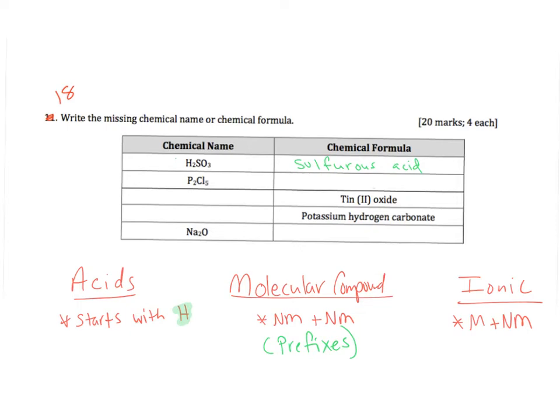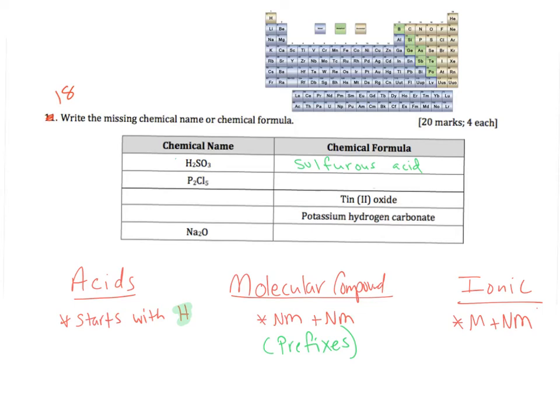Let's look at the second one, P2Cl5. See the periodic table. P is a nonmetal and Cl is a nonmetal. So this is a molecular compound, which means we will use prefixes. So we have 2 P and 5 Cl. So we will say diphosphorus pentachloride.